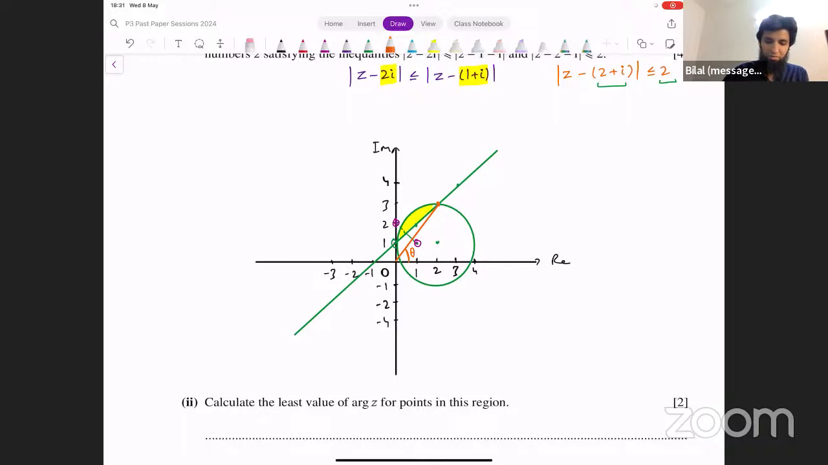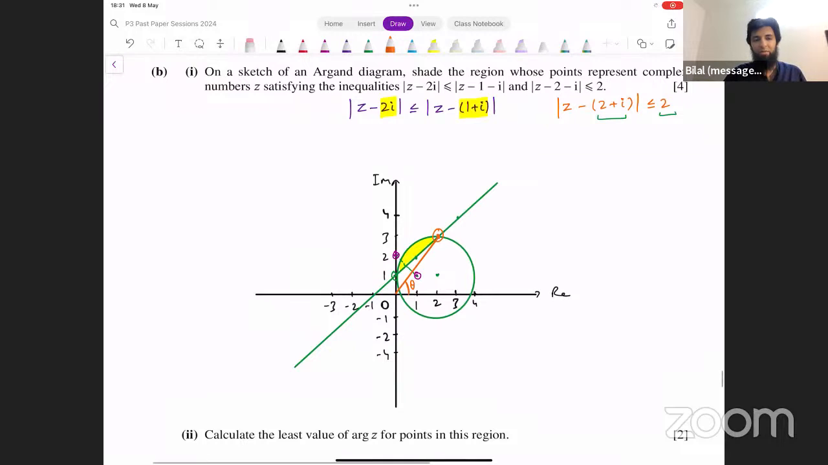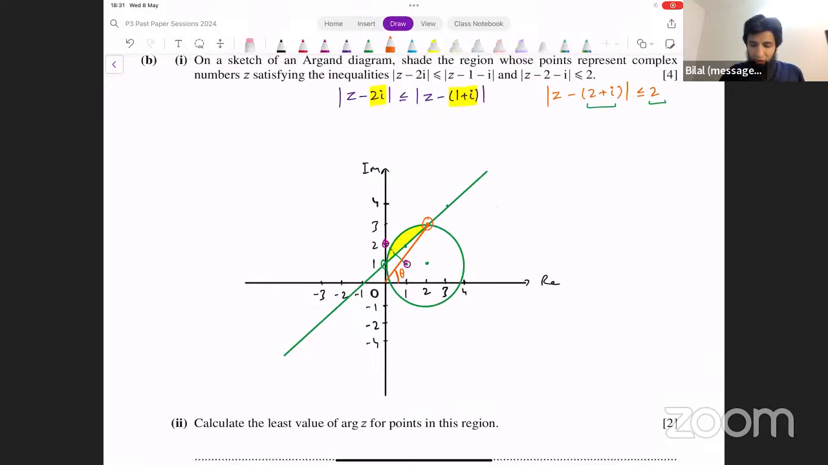We know that the highest point of the circle here was 3. And the line that we drew had an angle of 45 degrees, right? It was a perpendicular bisector. It was a gradient 1 line. We talked about this when we were drawing this line. So this line is passing through this point as well.